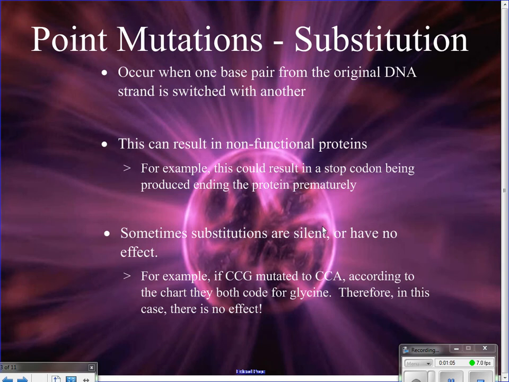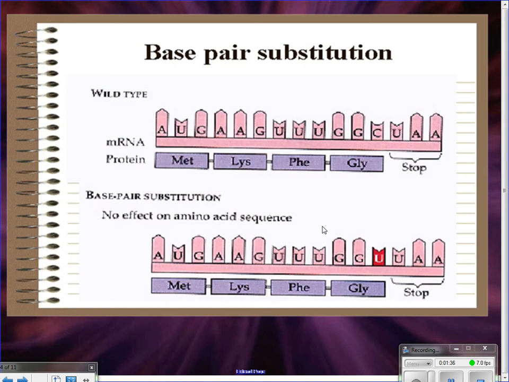The first effect is a non-functional protein. So for example, it could result in a stop codon being produced, ending the protein. Sometimes substitutions are silent or they have no effect. So for example, if we were to substitute a G in CCG to an adenine in CCA, looking at our DNA code wheel, we would find that they both code for glycine, so in other words, there's no real effect. And so that's a silent mutation.